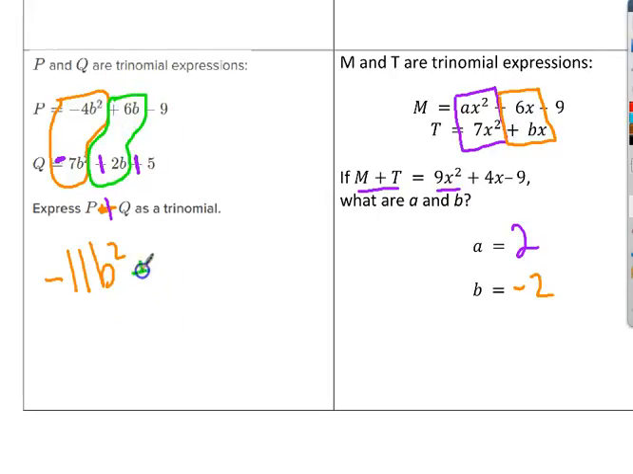6 and 2. Yes, I am waiting for somebody to tell me 6 and 2. 8, and then it was a b. And this is the hardest one, negative 9 and positive 5. Negative 4. Okay, so that answer was negative 11b squared plus 8b minus 4.